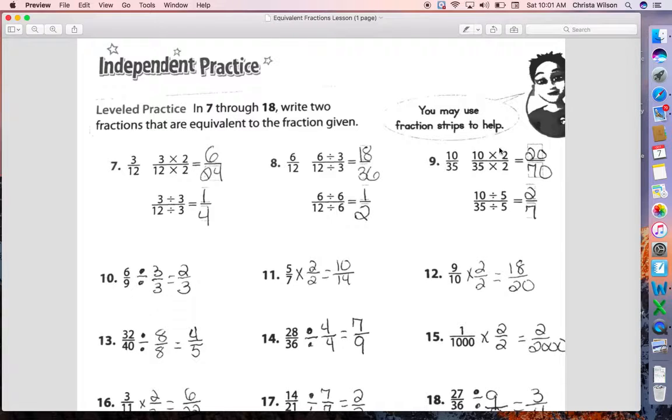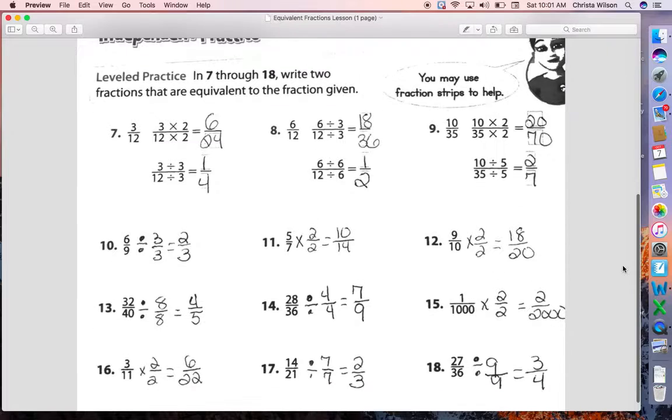Number 9, this one, they multiplied it first, 10/35. They multiplied it by 2, so that'd be 20/70. Okay, or you could divide them by 5. They both have 5s in common. There is a common factor for both of them. So if we did that, it would reduce it to its simplest form of 2/7.